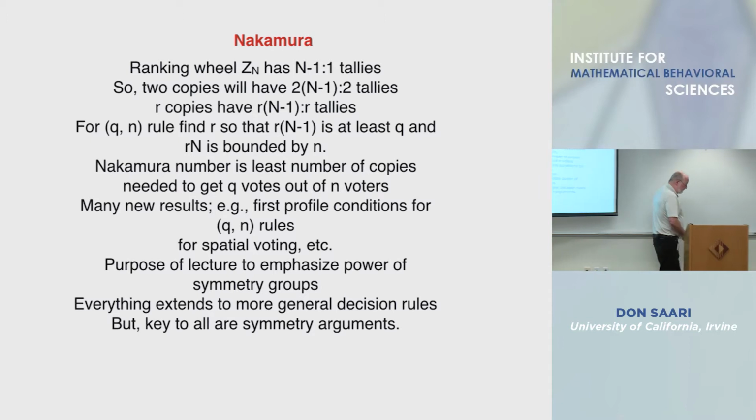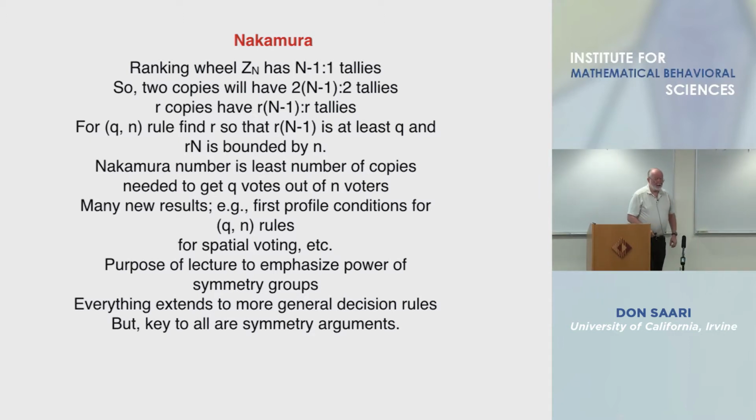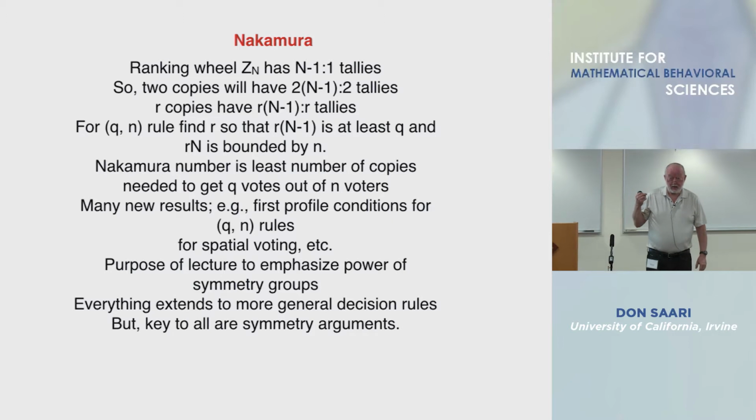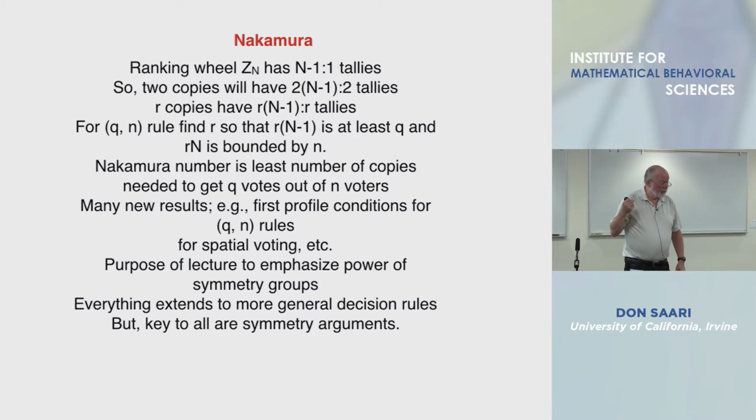And really what the statement is, and this is my final statement, is that key to all of these arguments in group decision theory, whether you're using it in statistical tests, whether you're using it in voting, I don't care where, key to all of them is that there are some underlying symmetry groups. And the symmetry groups are what cause problems. And therefore, if you want to solve the problems, you have to find ways of getting rid of the negative effect of the ranking wheel or whatever symmetry group you happen to be looking at. And with that, I thank you.